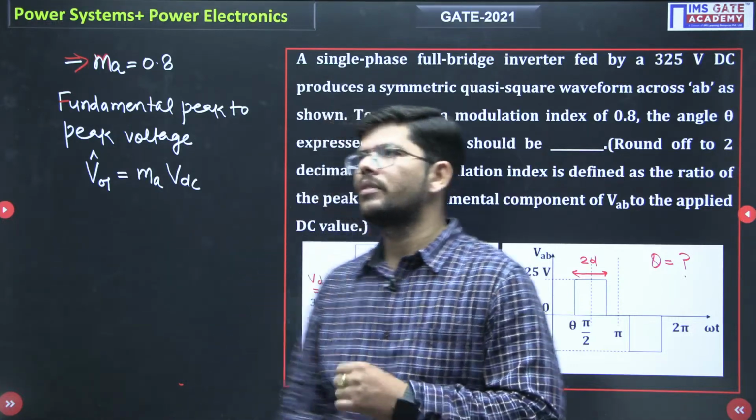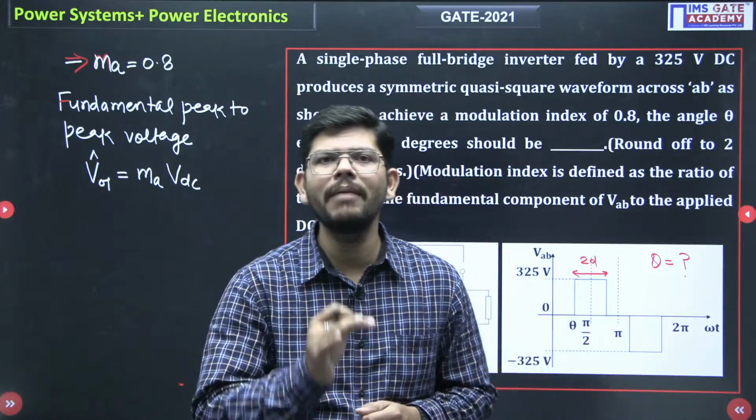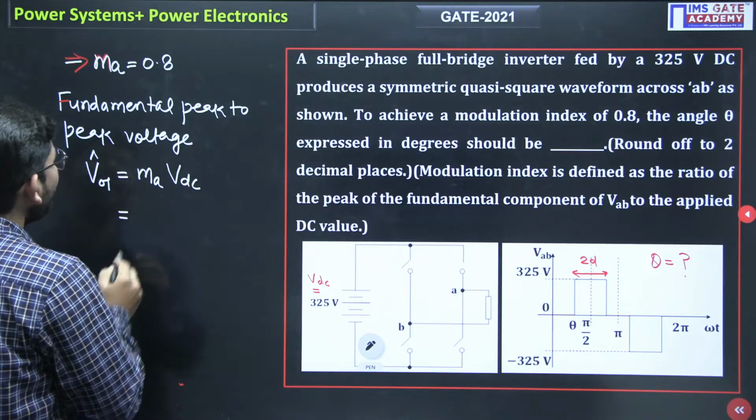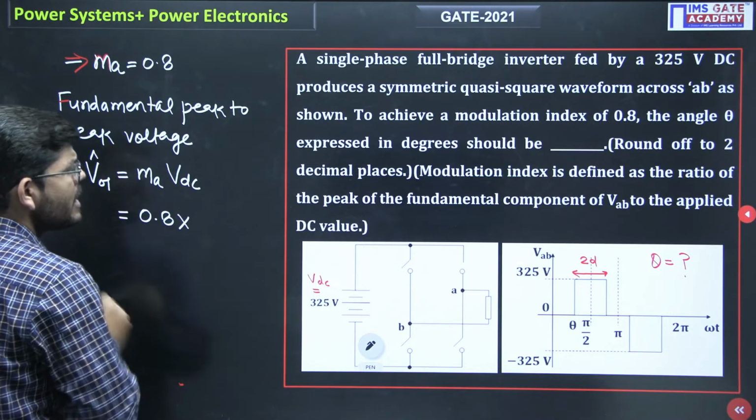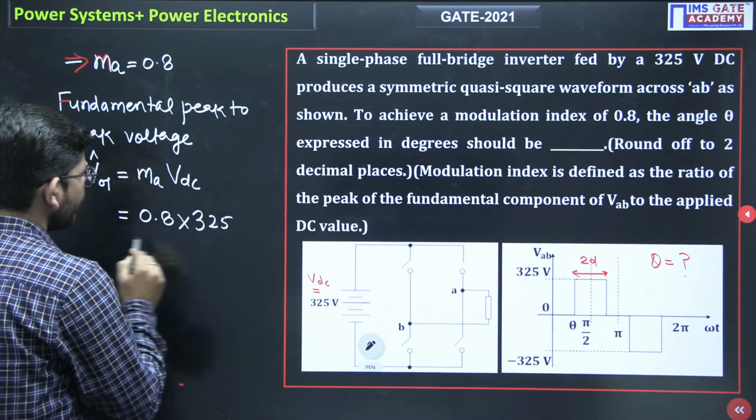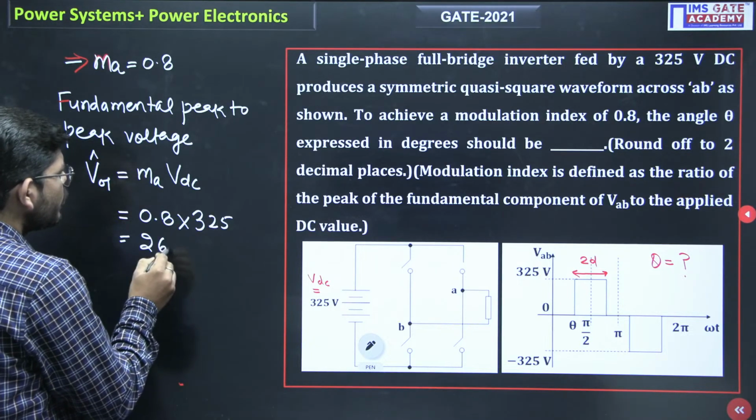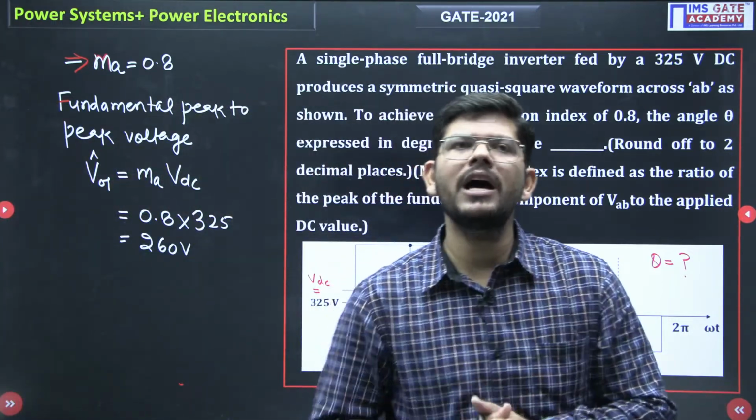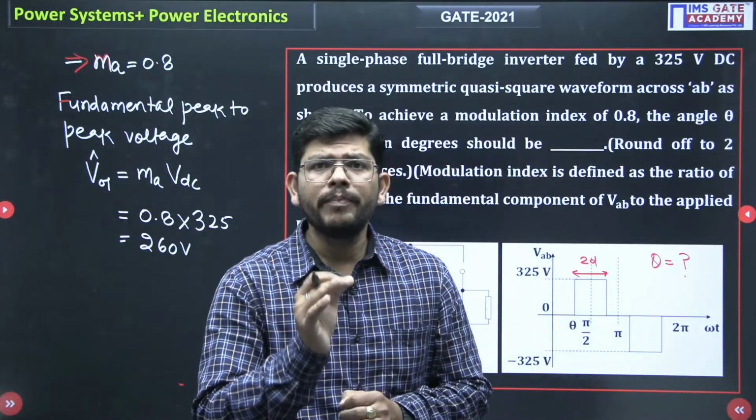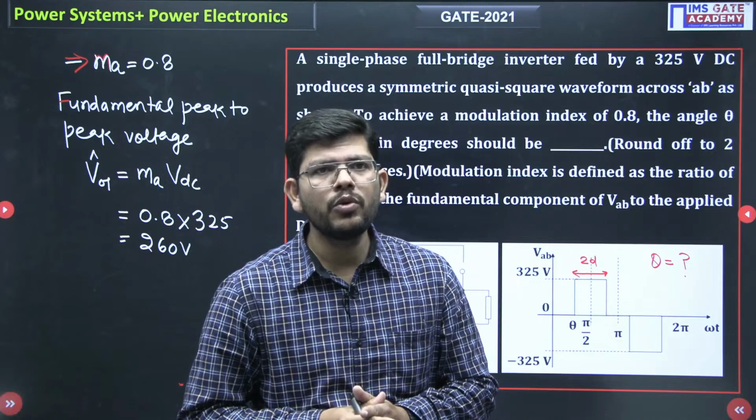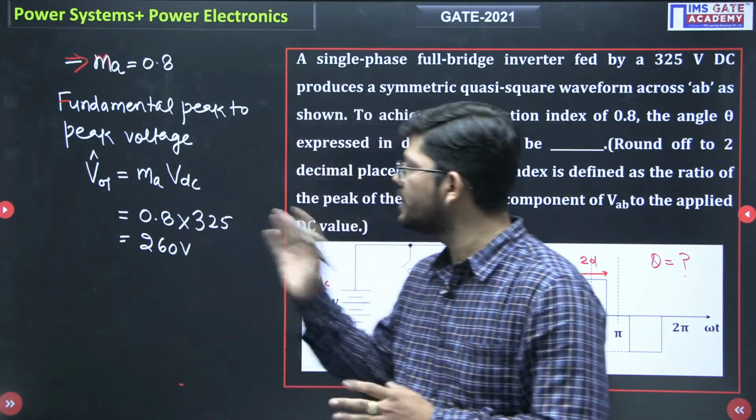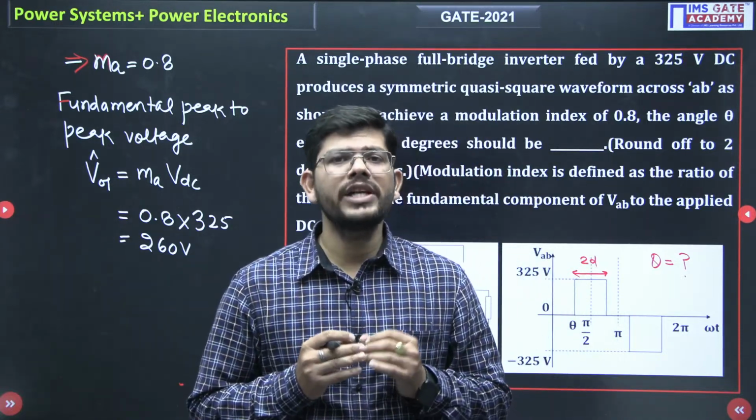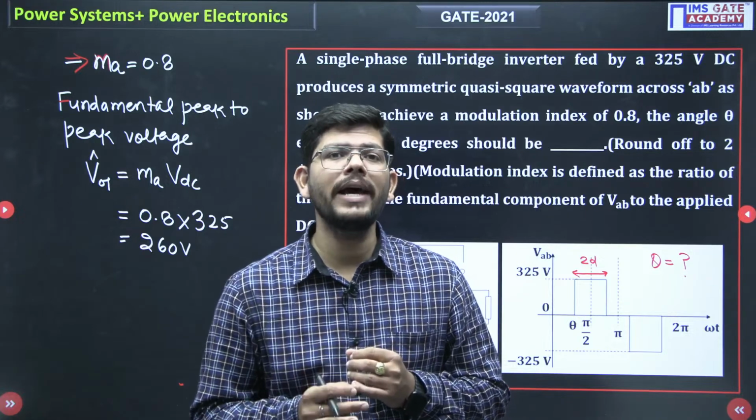Coming to this problem, the fundamental voltage will be MA times VDC. Have a look here. MA is 0.8 and VDC is 325. Multiply these and you will get 260 volt. So we have obtained the fundamental output voltage. The peak to peak fundamental output voltage is now known to us, calculated with the given data. Now, in order to know what the fundamental output voltage actually is, you have to apply the Fourier series.